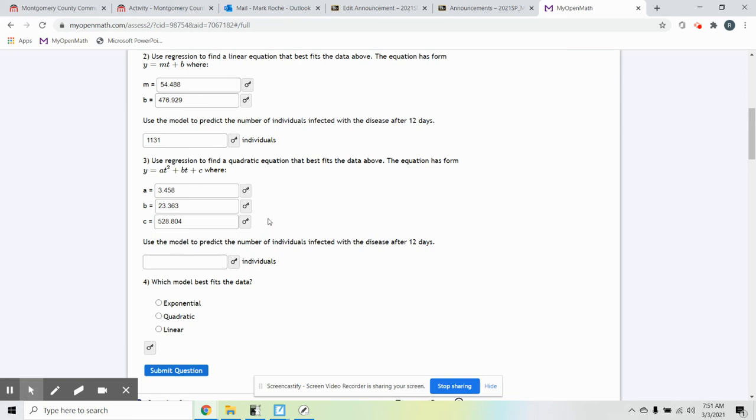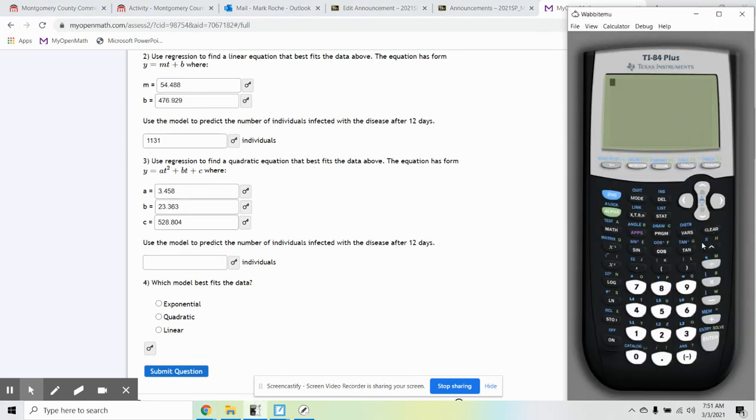All right, now we're just going to use that model to find the number of individuals infected after 12 days. And we're going to compare the three models and see which one makes the most sense. So I'm going to rewrite the equation. So I have 3.458 times 12 squared plus 23.363 times 12 plus 528.804. So in this model, I would get a value of 1307. So let's do 1307.